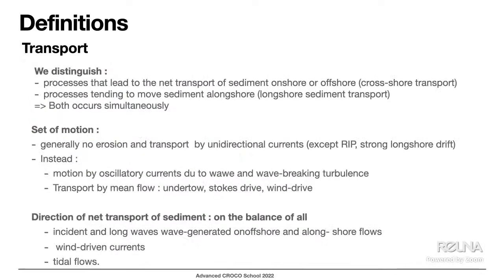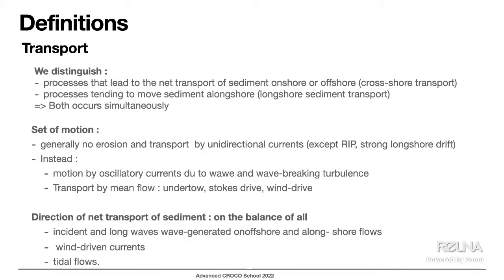And so by transport of sediments, we can distinguish two processes. One process leads to a transport toward the beach or offshore. So it's what we call the cross-shore transport. And one process moves sediment along shore, so parallel to the coast. And both occur simultaneously, but the processes leading to this transport are very, very different. And you can easily imagine why. If you imagine a beach, you have a large cross-shore variation of topography and of wave, which at the first order you don't have in the along-shore direction.